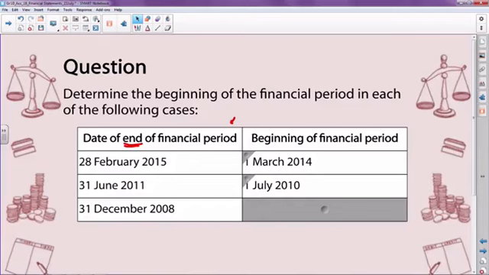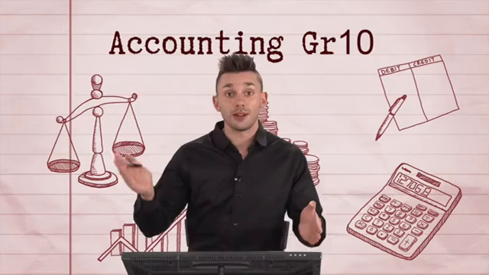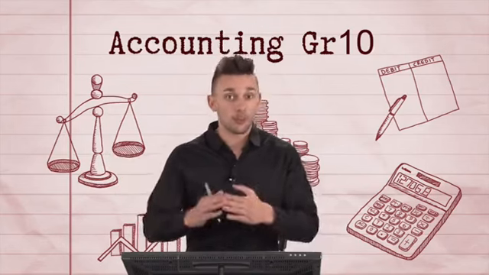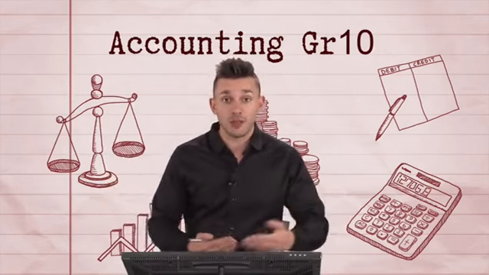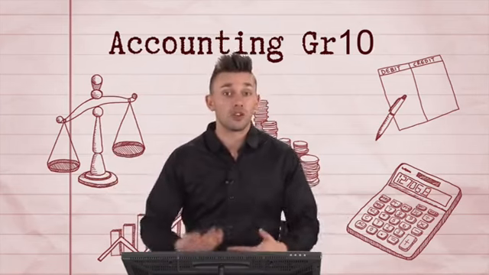But now this one. What is the next day after 31 December? It's the 1st of January, but you will still stay in the year 2008. Why? Because if you count from the 1st of January 2008 to 31 December 2008, you get a perfect full year. Now remember, this doesn't happen all the time. This is normally used in grade 11 when you look at sports clubs.